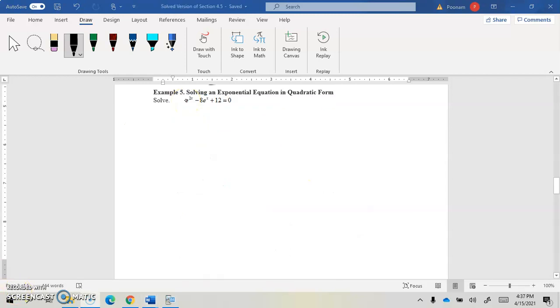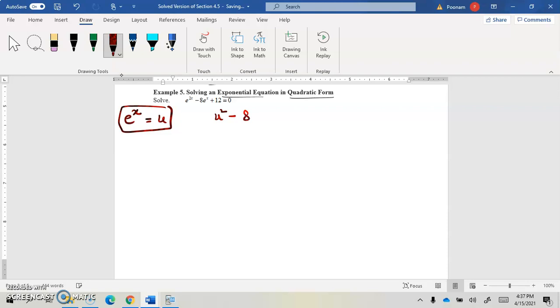Here we have, in example 5, an exponential equation, but this looks like it is in a quadratic form. Let's see how. In place of e raised to power x, I can write u, suppose. This is e raised to power 2x, so that is u squared minus e raised to power x, which I am naming u, plus 12 is equal to 0. Now this does look like a quadratic equation, but u actually is e raised to power x. So we can factorize it. This is a quadratic equation.